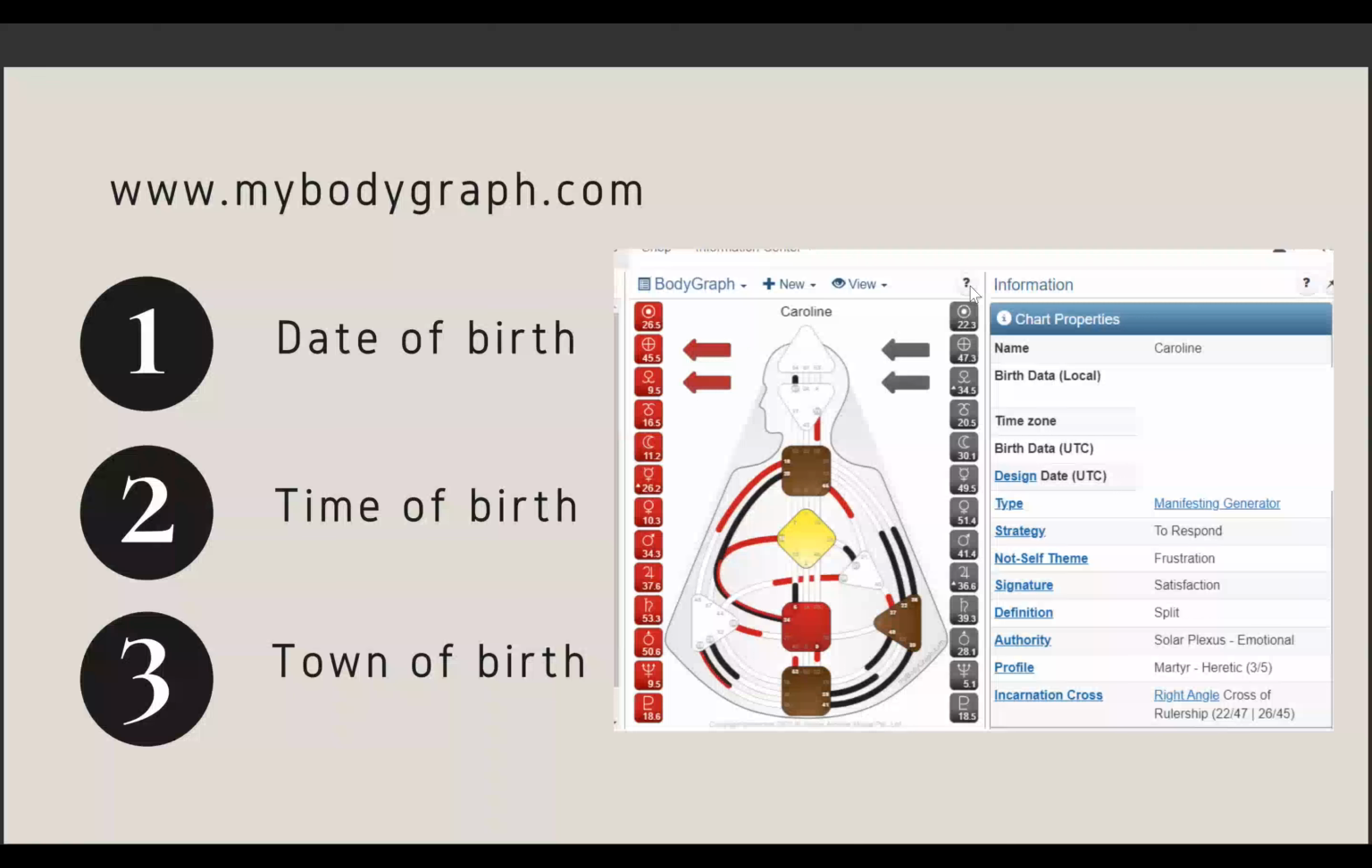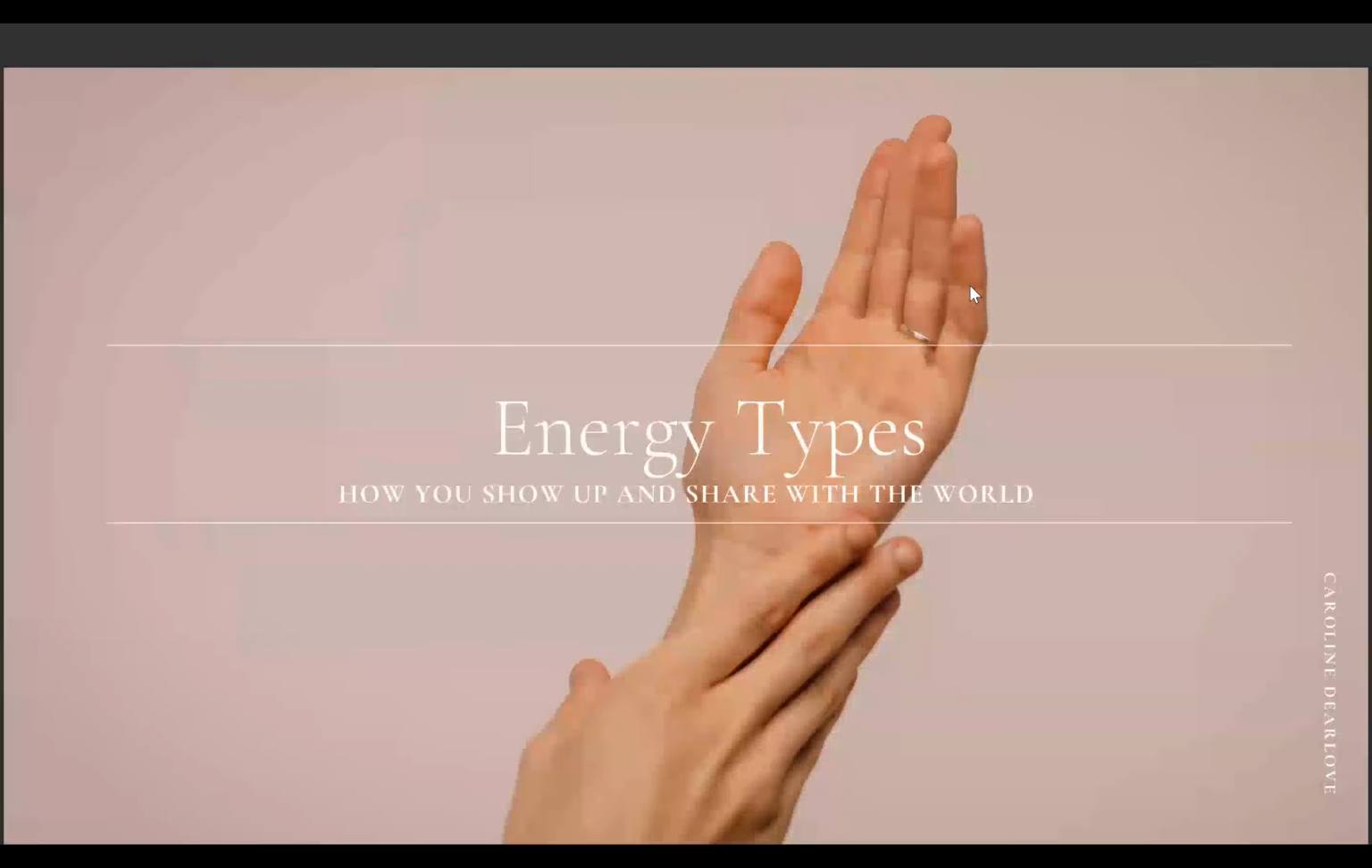So this is my chart. This is called My Body Graph. And whenever I refer to the body graph, this is what I'm referring to. You can see in this picture to the right-hand side, it says type. And my type is manifesting generator. That's what we're going to go over in this short talk. We're going to go through all the different types that there are and how you are here to show up in this world. So, energy types.